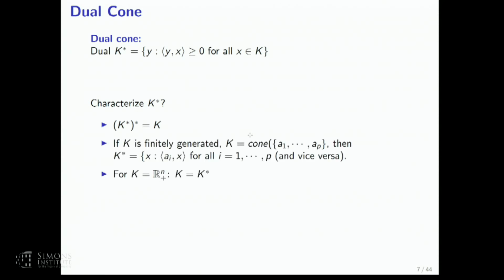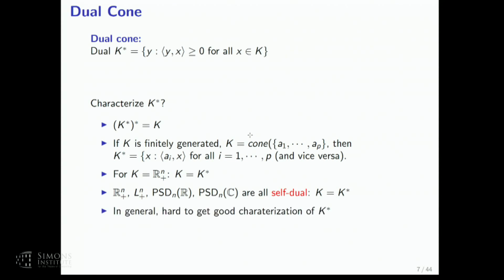That's easy to see. It's also easy to see that if K is finitely generated, you have a finite number of elements that generate your cone, then you can easily say the inner products should be greater or equal to 0. I'm not going to write on the screen, but this should be greater or equal to 0 for all i. And for example, if you take the non-negativity orthant, then you immediately see that it is equal to its dual, so it's self-dual. And in fact, there are quite a few cones that are the focus in continuous optimization that are self-dual: the non-negativity orthant, the second order cone, the PSD cone, PSD over complex Hermitian matrices. These are all self-dual.